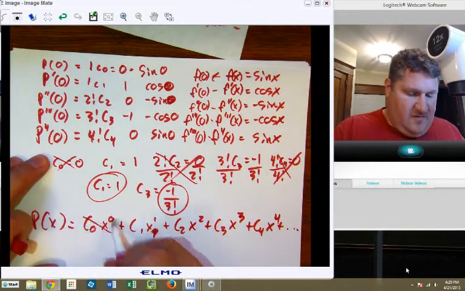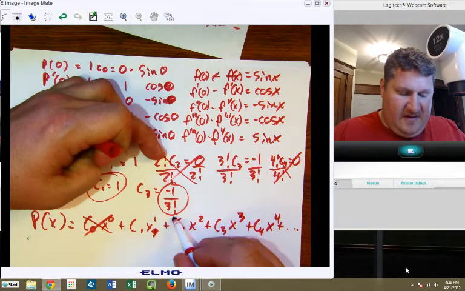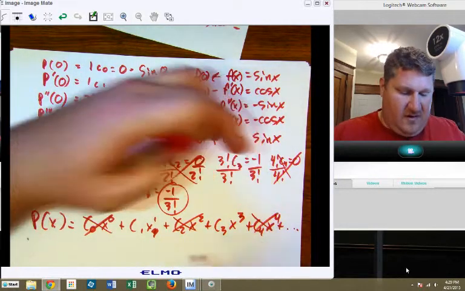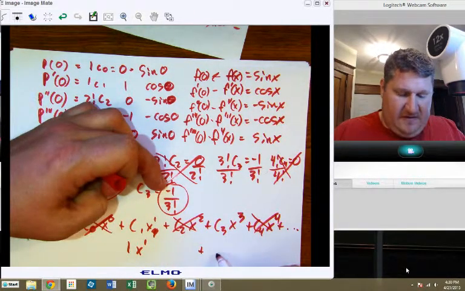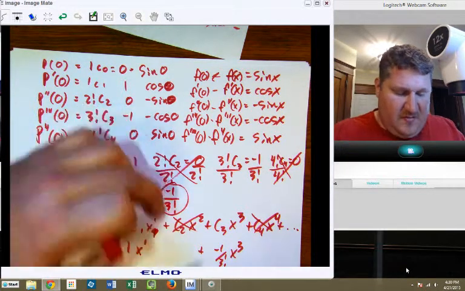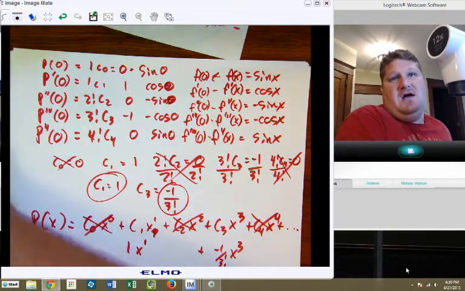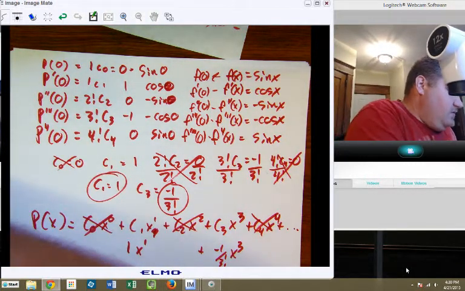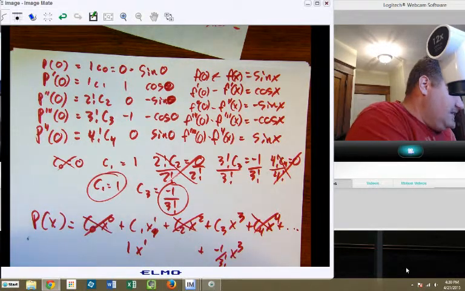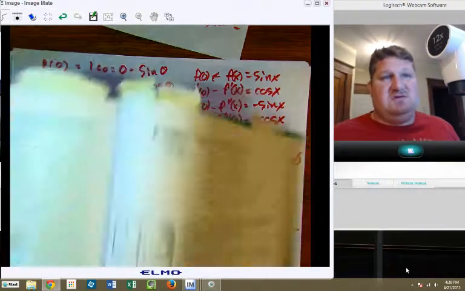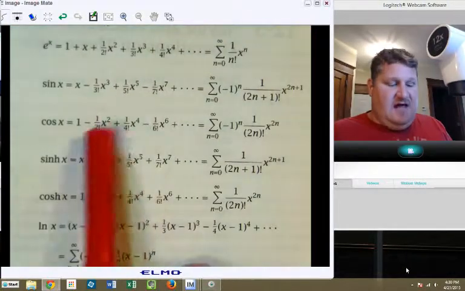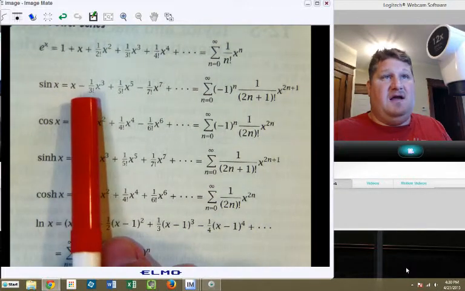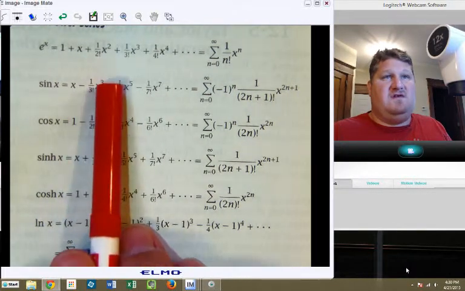C sub 0 is 0, that term is gone. C sub 2 is 0, that's gone. C sub 4, that's gone. I'm left with 1x to the first, plus negative 1 over 3 factorial x cubed. If I go to my well-known and accepted power functions, you will see that indeed sine x starts with x minus 1 over 3 factorial x cubed.